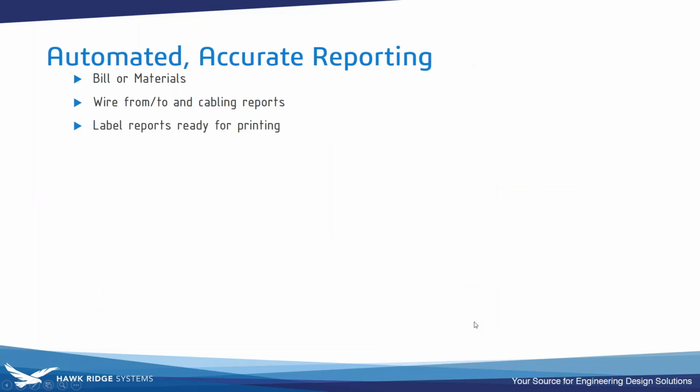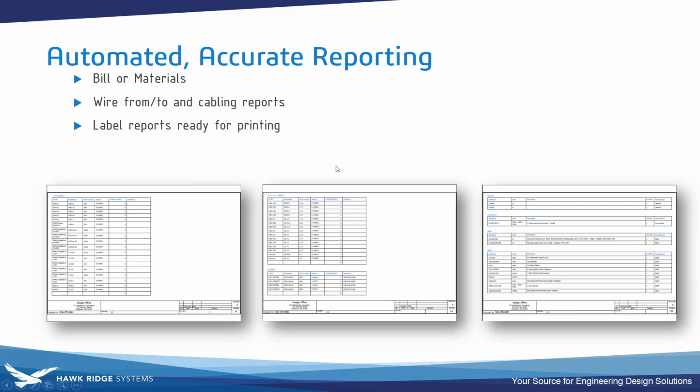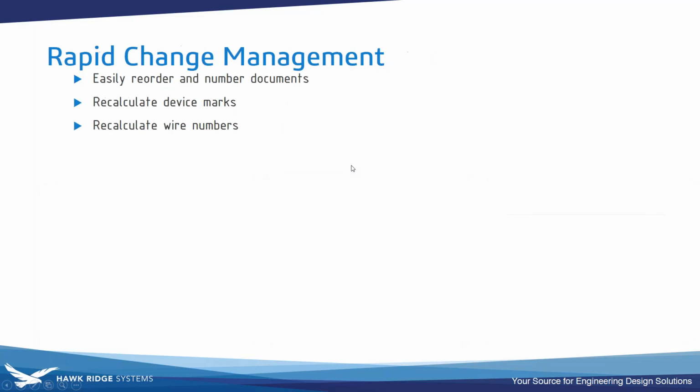All right. We did touch on the automated and accurate reporting, the bill of materials, the wire to, from, and cable reports, label reports ready for print. I didn't show you those, but you can do a report specifically for wire labels and cable labels also. And the reports are all SQL based, so you can customize them relatively quickly, in fact, to get that information out of the system that you are looking for. All right, so there's just some examples of the reports that pop in there for us.